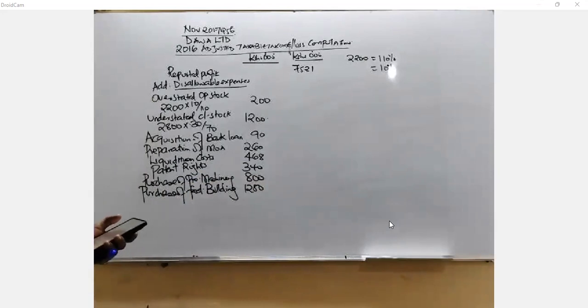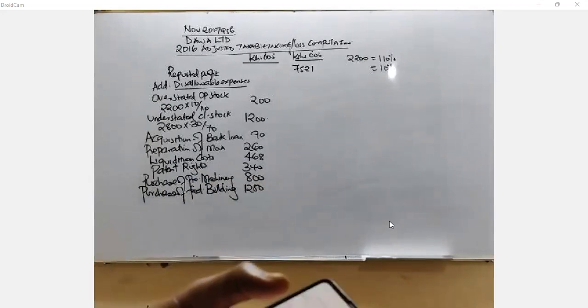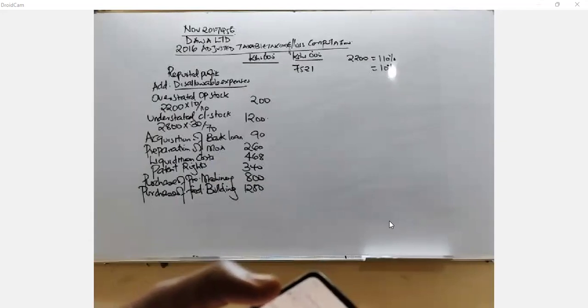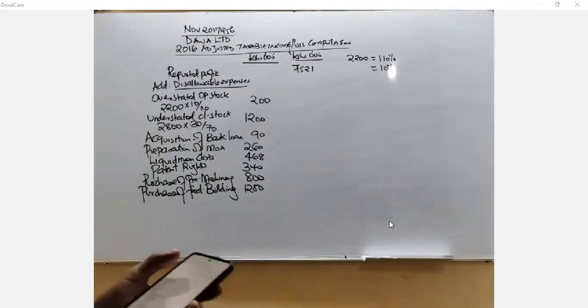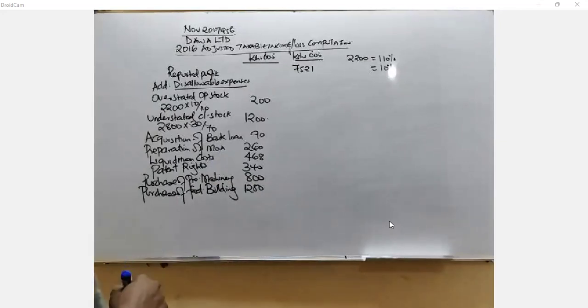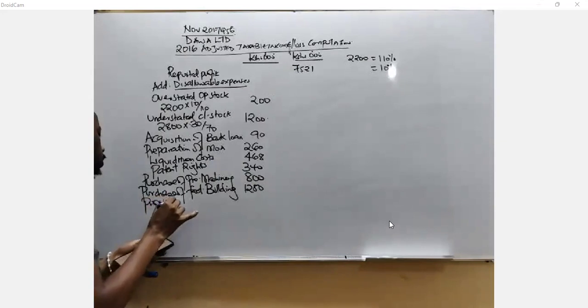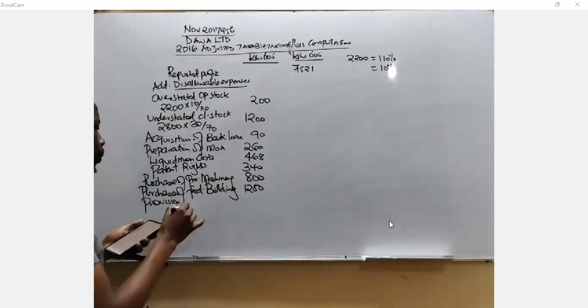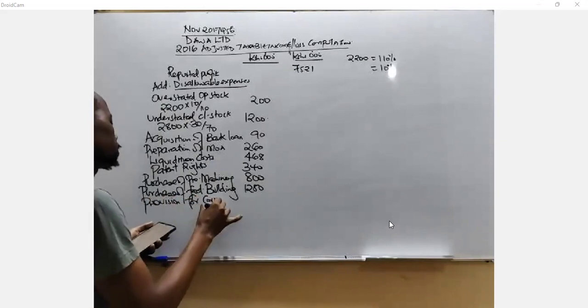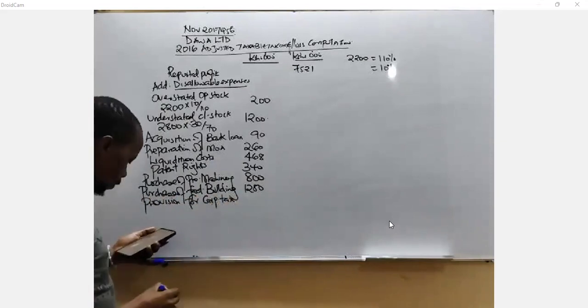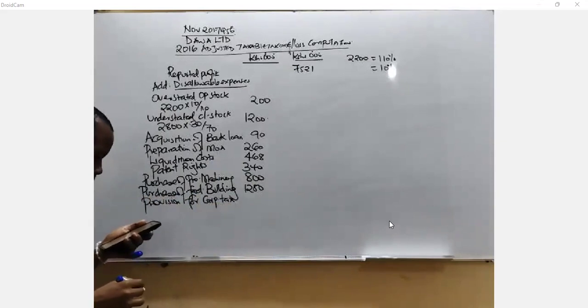The other one, we have the provision. I said all the provisions are disallowable expenses, except the specific provision for bad and doubtful debts. That is one I remember I told you. So this one is a disallowable expense, right? So we are talking about the provision for corporation tax. The provision for corporation tax amounted to 394.